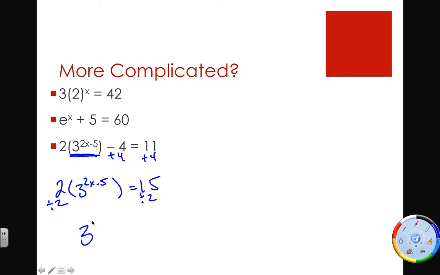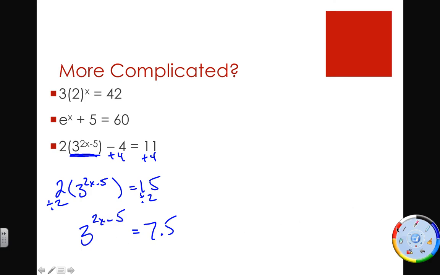I'm going to get 3 to the power of 2x minus 5 equals 7.5. You'll notice that I kind of ramped this up huge. There's more stuff to do in here than any of the other ones combined. All right, so now I have an exponential problem. I can't do anything with the exponent yet until I get out of the exponent.